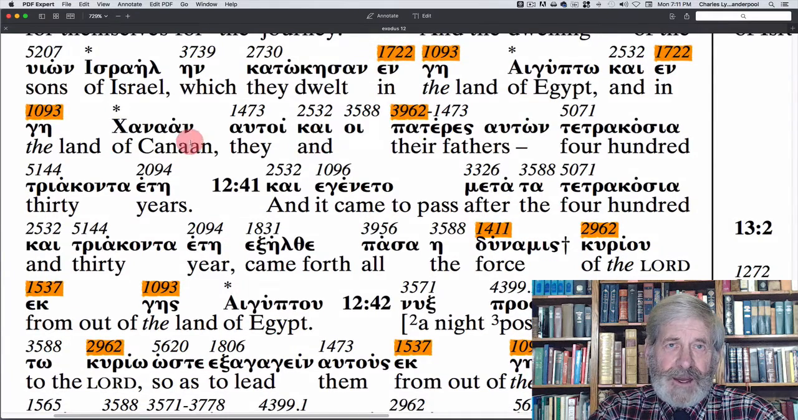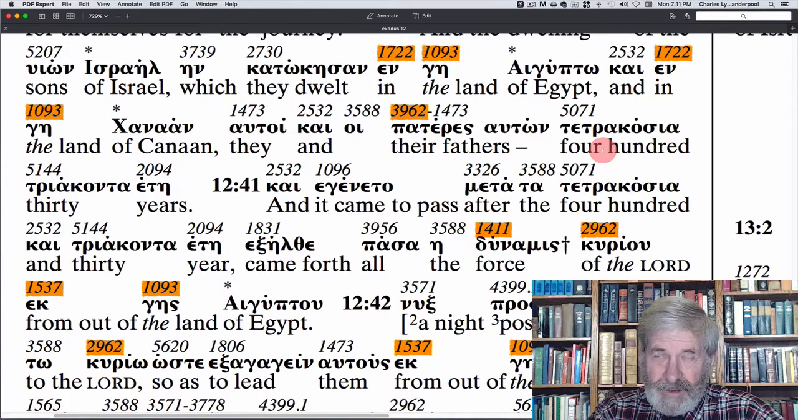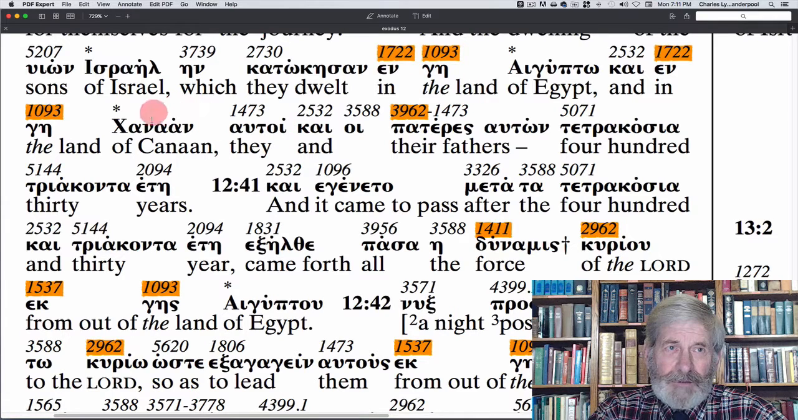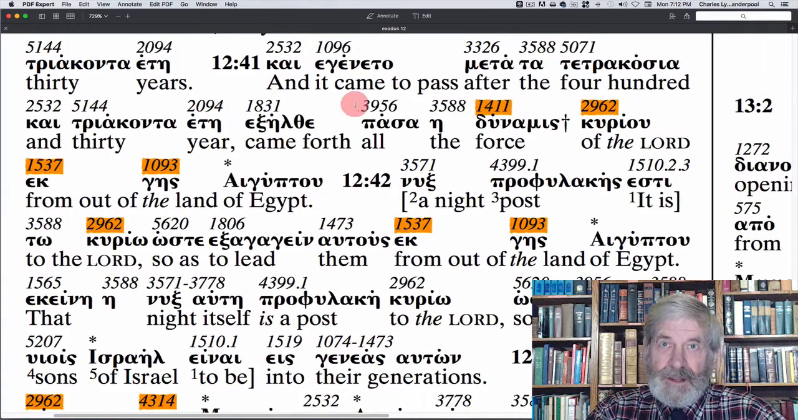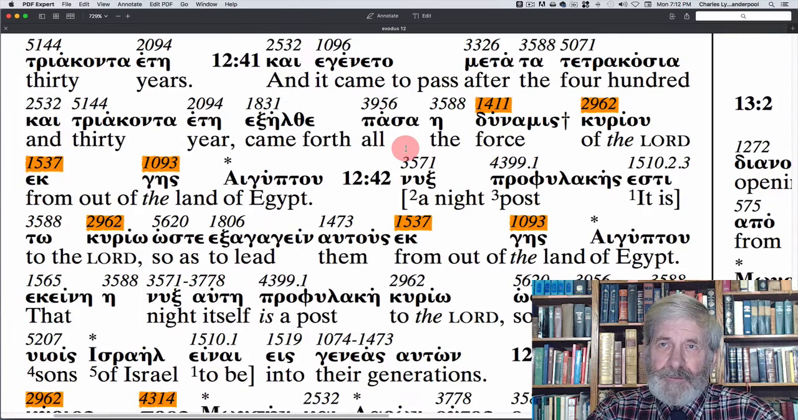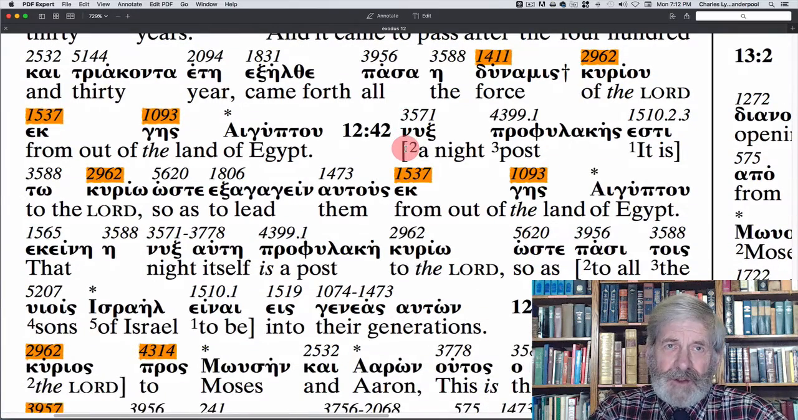And the dwelling of the sons of Israel, which they dwelt in the land of Egypt and in the land of Canaan, they and their fathers were 430 years. So I imagine he's talking about, and their fathers would have been sometime from after Abraham down to when they left, 430 years. And it came to pass after the 430 years, came forth all the Dynamis, the force of the Lord, from out of the land of Egypt.